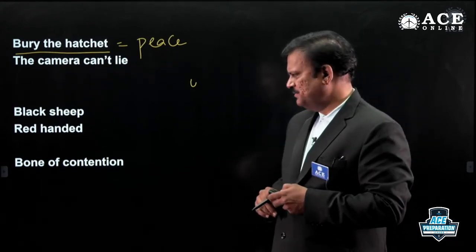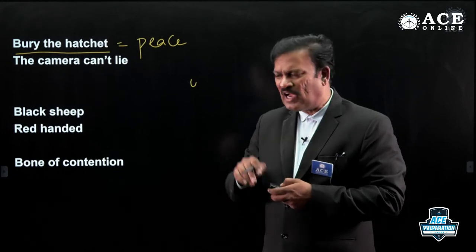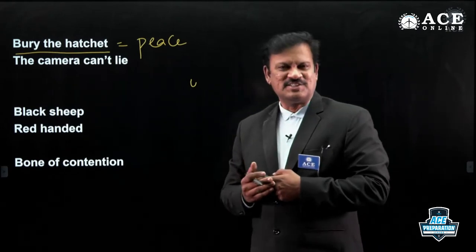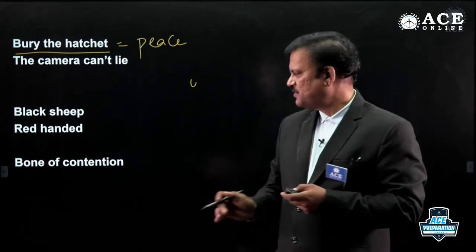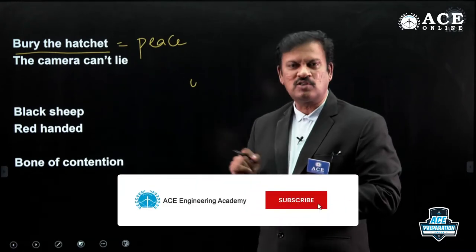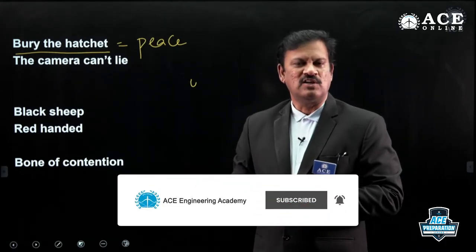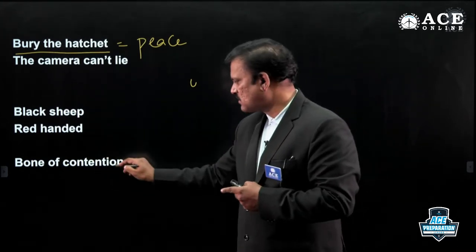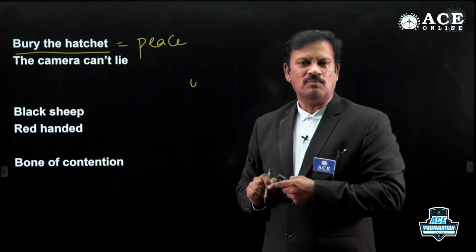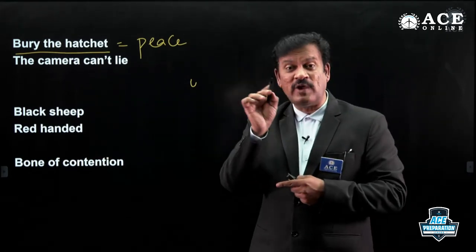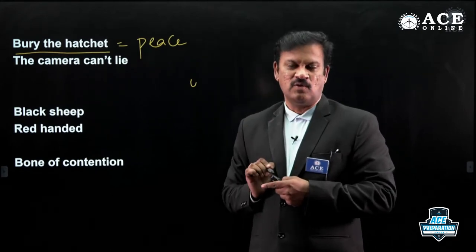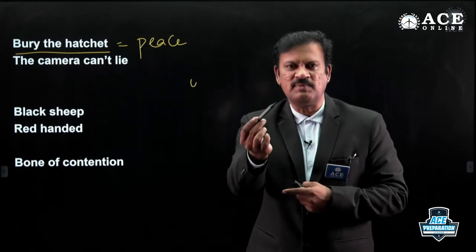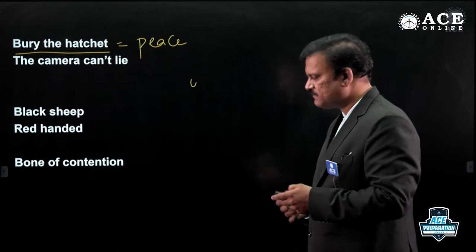Bone of contention. As I told you, whatever we observe in our surroundings, like practices, tradition, culture, sometimes comes into language. This is like two dogs fighting for a bone. What is the fight for these two dogs? The bone. So bone of contention means the issue two people are fighting over. What is the bone of contention between these two people who are arguing? It may be a piece of land, something like that.